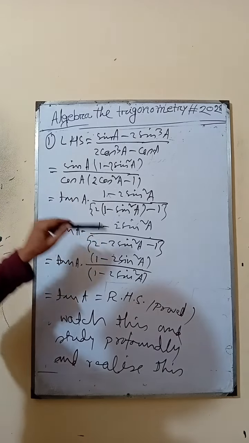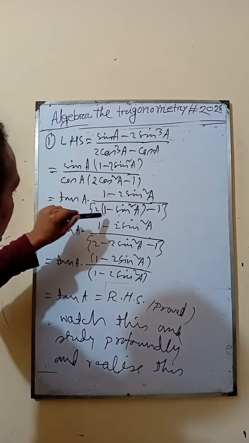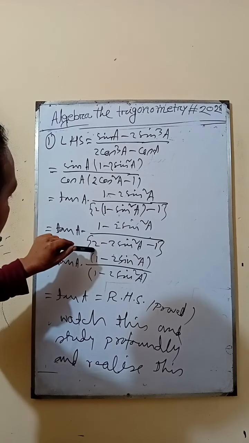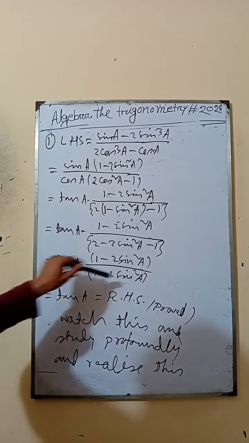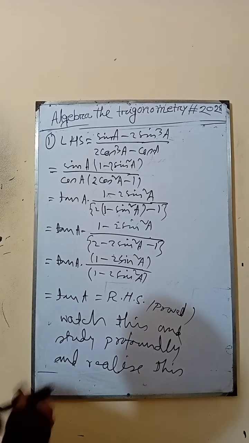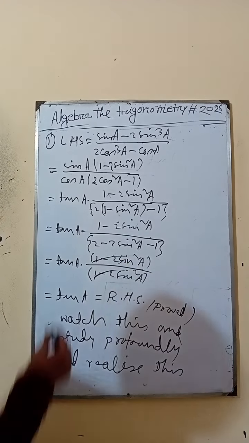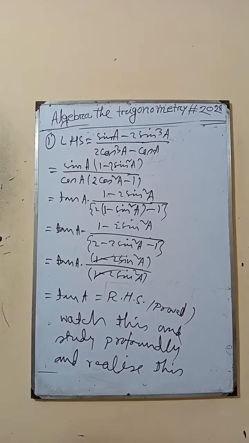1 minus 2 sin square a. Cos square a is 1 minus sin square a. In this calculation, 2 minus 2 sin square a minus 1 gives 1 minus 2 sin square a. 1 minus 2 sin square a cancels with 1 minus 2 sin square a. Then tan a. RHS is proved.